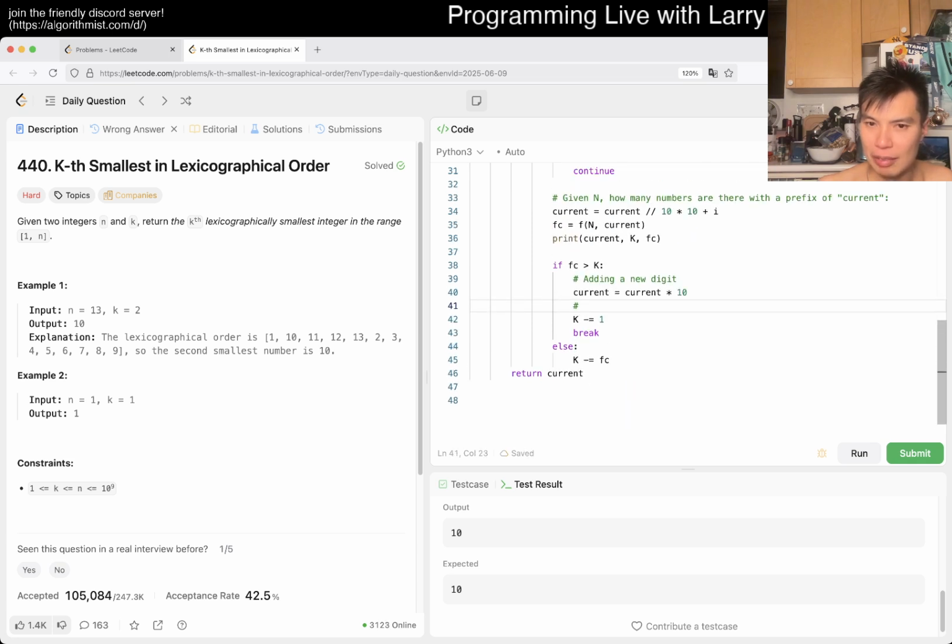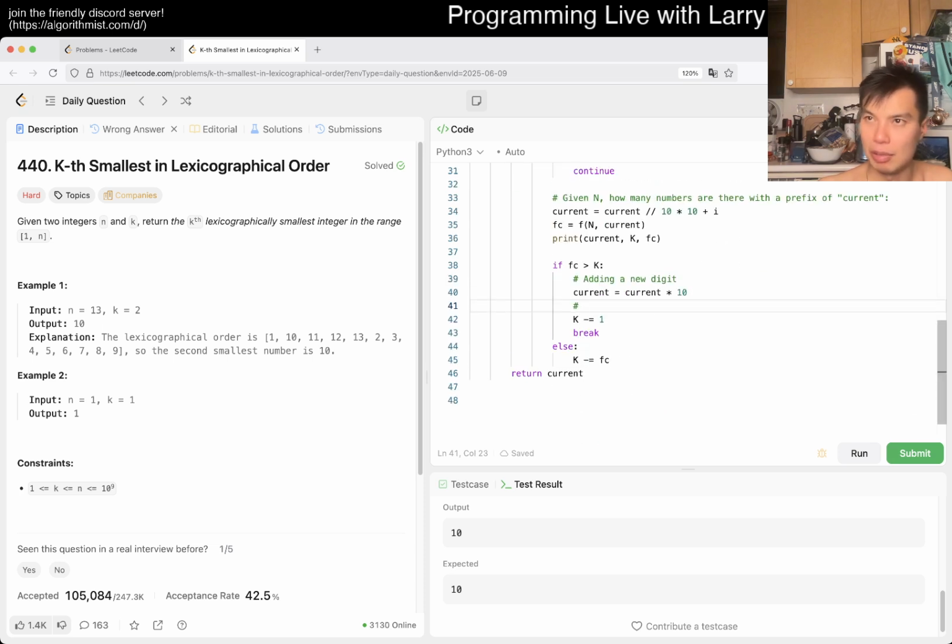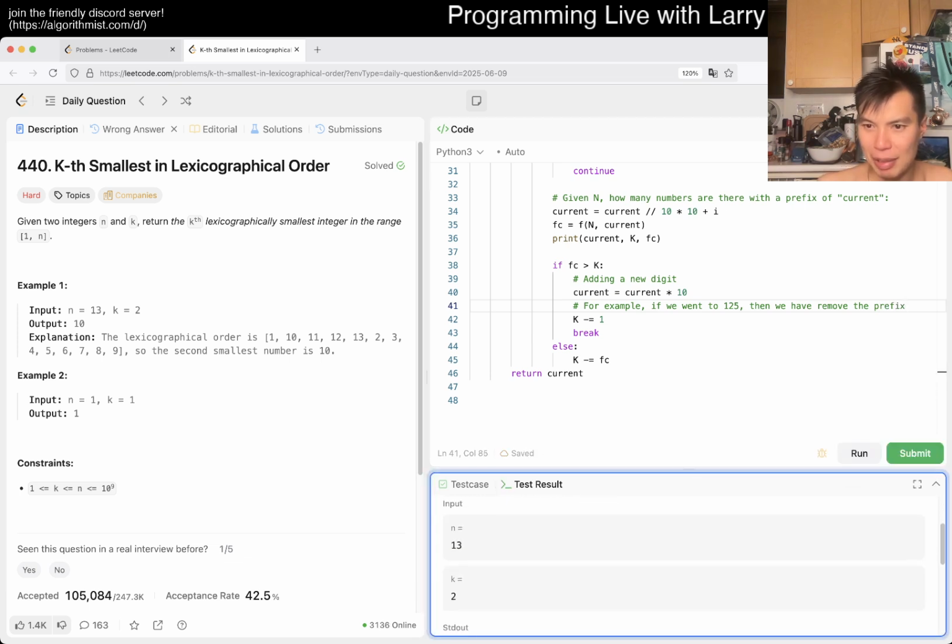And if it's equal to, then so this has to be greater than 1, right? Because if this is 0, then this would have happened, and then we would have terminated at the next digit. Yeah. And if it's 0, then someone else would have gotten it. Okay, fine, maybe. For example, if we went to 125, then we have to remove the prefix. Okay, I mean, I don't know that this is right still, honestly, but let's give it YOLO submit.